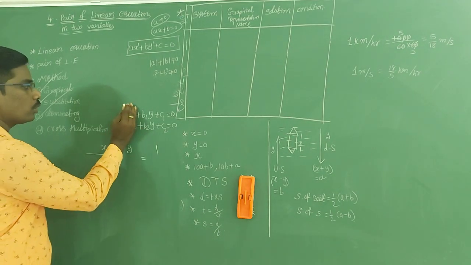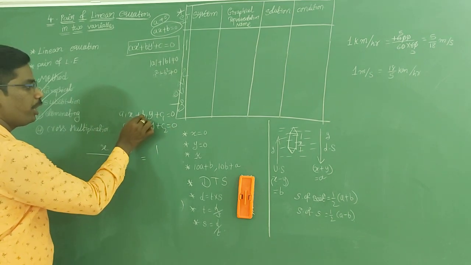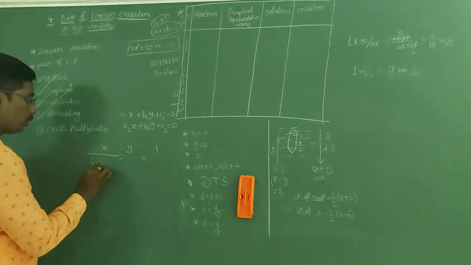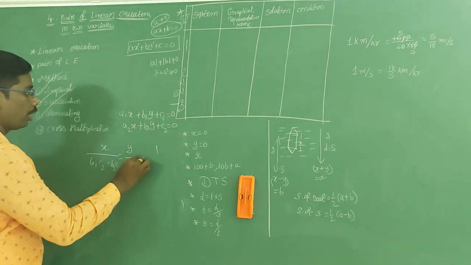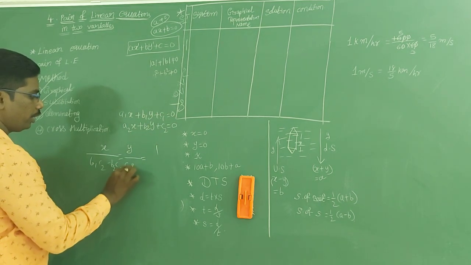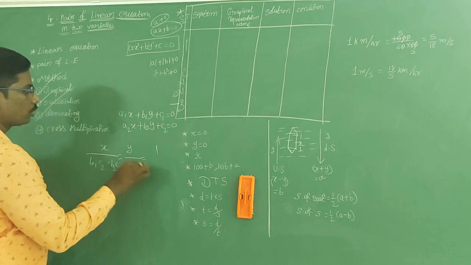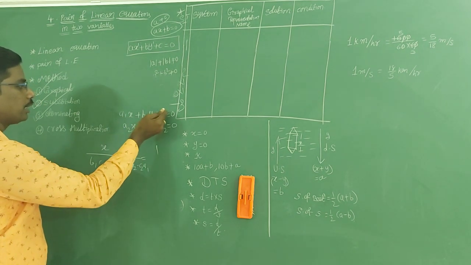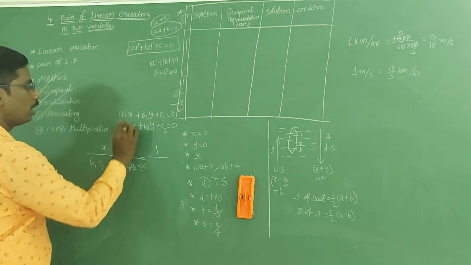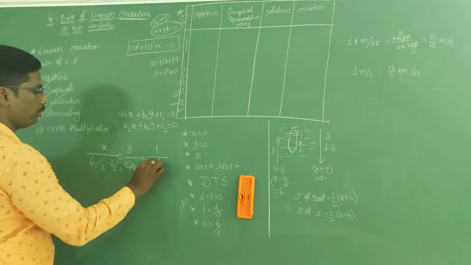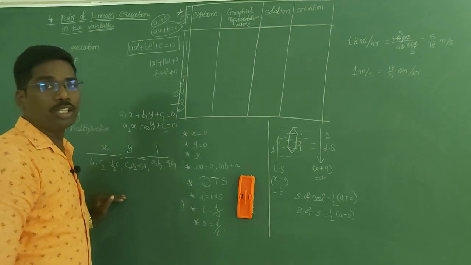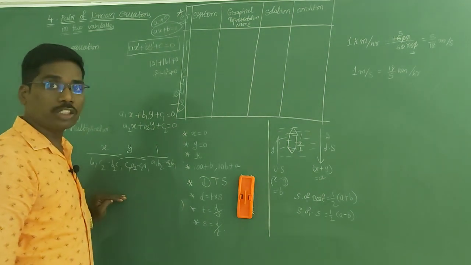For x, you have to leave x. The remaining you have to see. b1 c2 cross multiplication: b1 c2 minus b2 c1. Next, for y you have to eliminate y. So, c1 a2 minus c2 a1. So, we are eliminating y. Then after that we have to eliminate the constant. Then a1 b2 minus a2 b1. So, by using this formula, we can find the solution of two pair of linear equations by cross multiplication method.